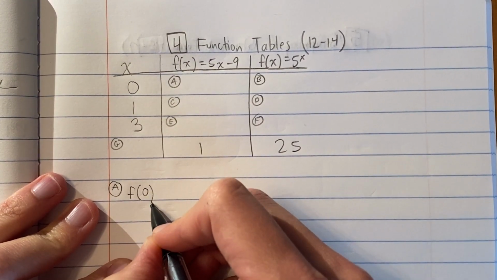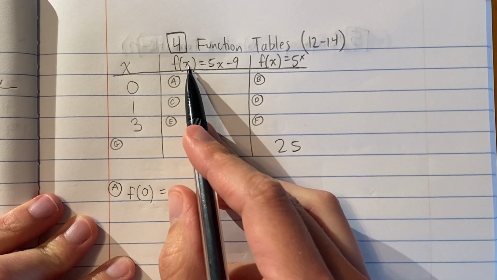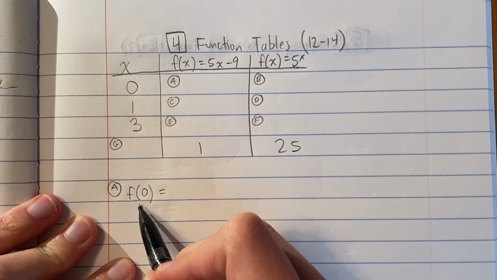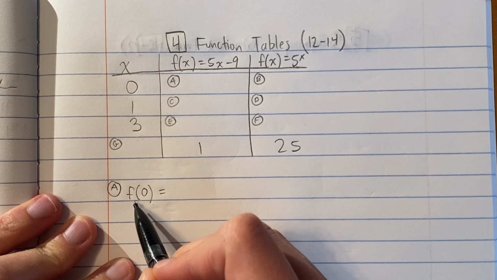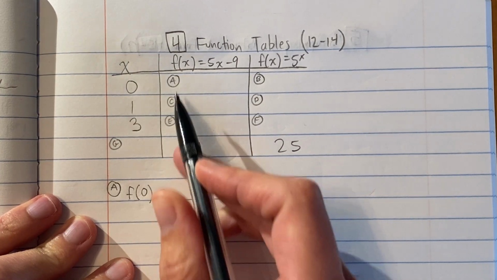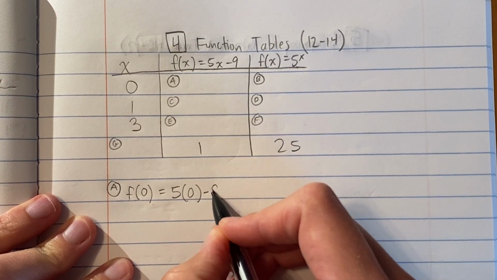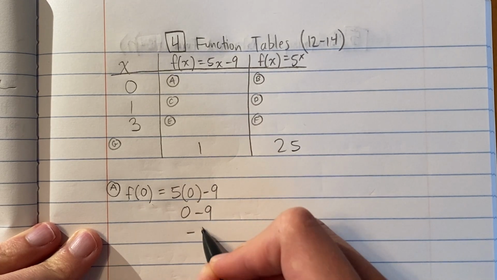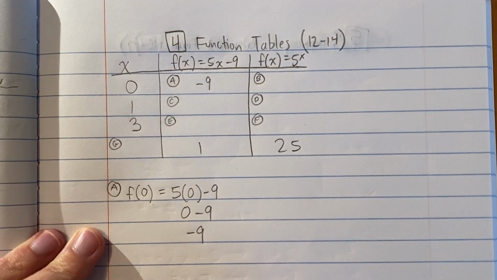You're plugging in 0 for x. Notice I put the 0 where the x is, and this is not multiplication. It's a common error to think that this is multiplication. This is just a funny, weird way that mathematicians decide to write this. It's called f of x. It means if I plug 0 into this function called f, what do I get? We can see 5 times 0 is 0, minus 9 is negative 9. So in this part of the table, you'd put negative 9.